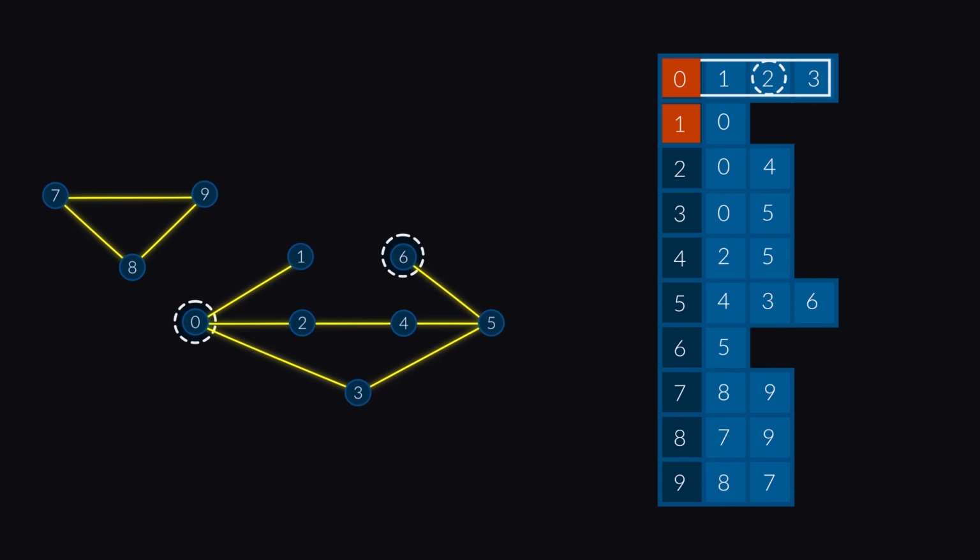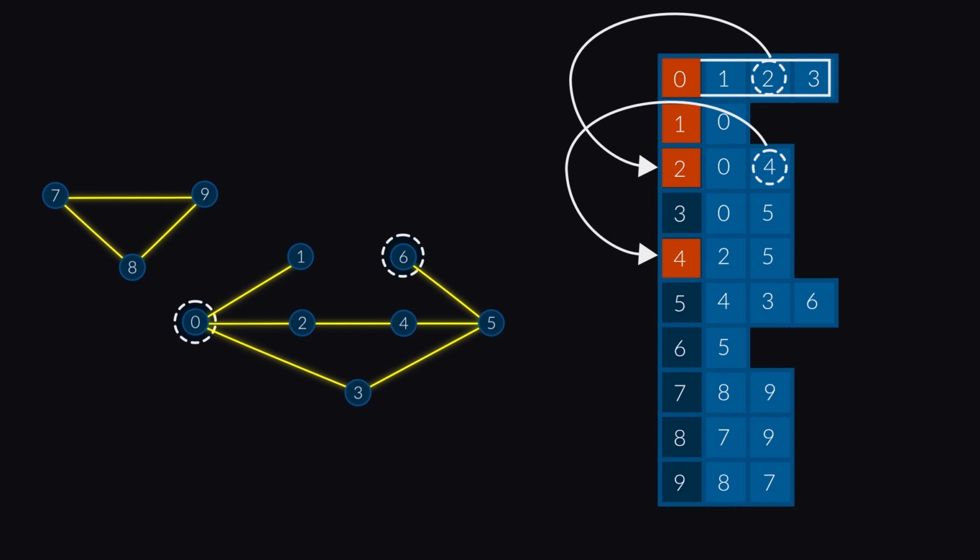So next neighbor of 0 is 2. 2 is not red in color, so we color it in red and explore its neighbors. First one is 0, which is already red in color, so we see the other neighbor, which is 4. So we mark it in red color and explore its neighbor. 2 is already red, so we jump to 5.